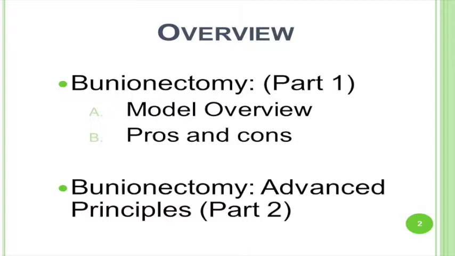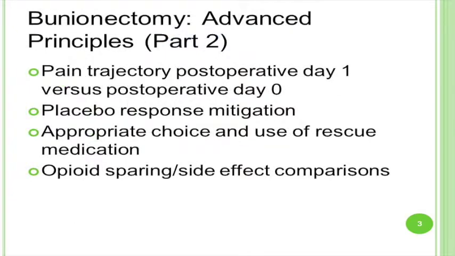This webinar is really geared toward people who are in the throes of making the decision of what acute surgical pain model best meets the needs of their drug. The next webinar, Bunionectomy Advanced Principles, Part 2, will discuss the model in detail when the choice has been made about surgical model and that choice has centered on bunionectomy. Then there are detailed methodological questions that one begins to ask themselves, and those questions will be the focus of the Part 2 webinar.